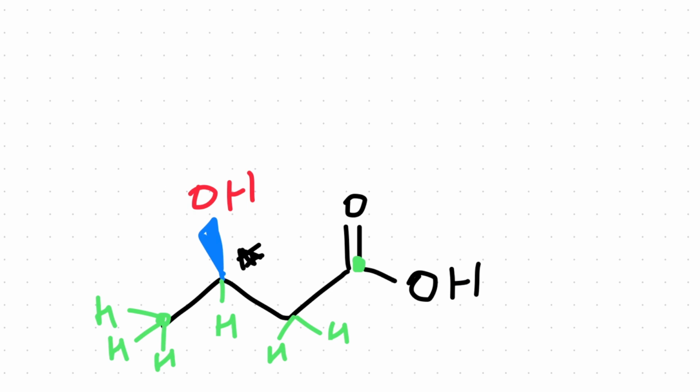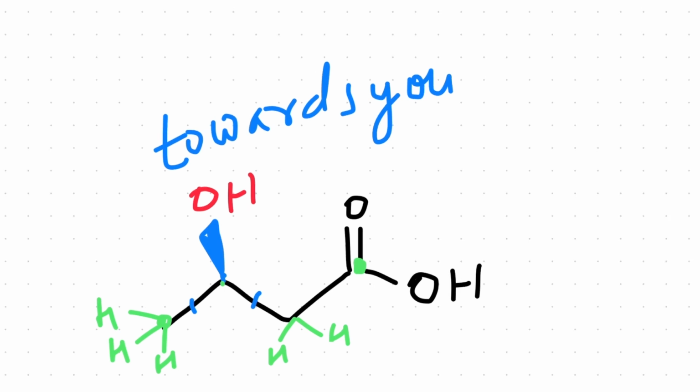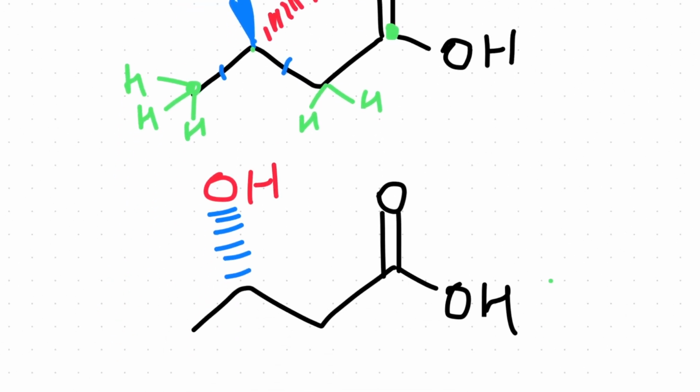Because this carbon is a chiral carbon, we can clearly say that 2 groups are in a plane. The OH is drawn with the wedge bond, so that means it is facing towards you, as you can see here. The 2 bonds which are drawn with the black color are in a plane. And then you have 1 hydrogen on the back. Because these 2 are in the plane and OH is towards you, the hydrogen is on the back. So that's why we are drawing it with the dash form.